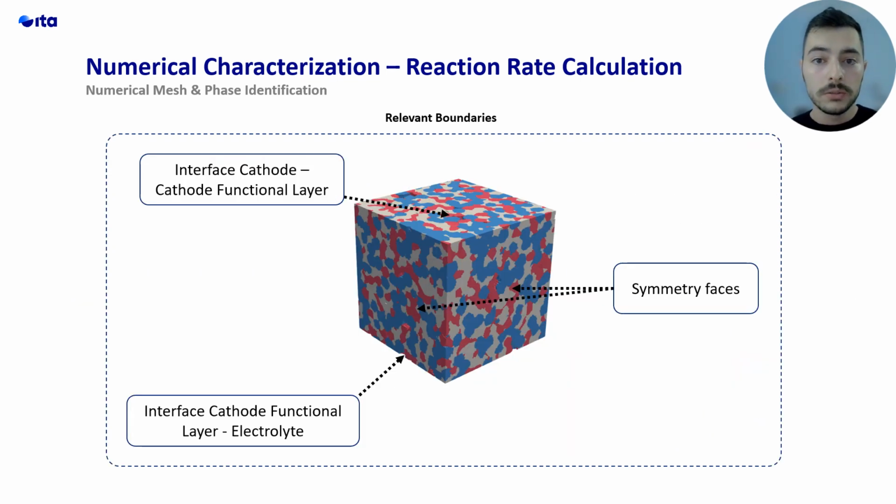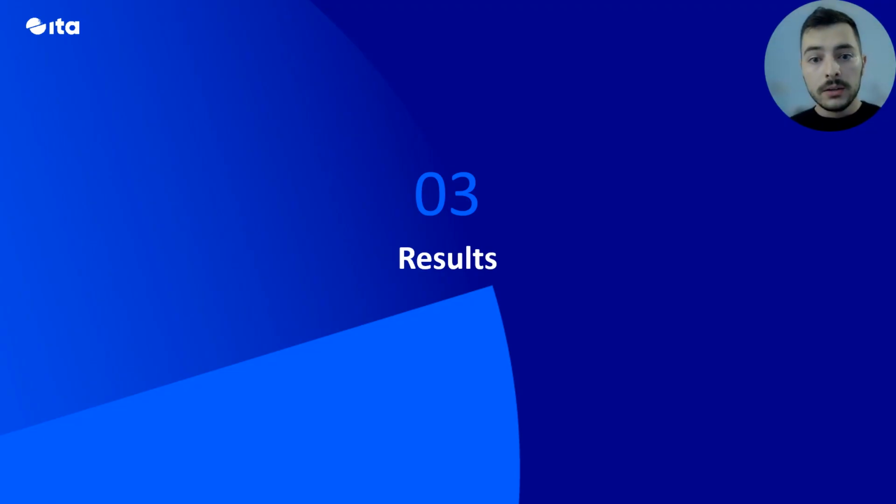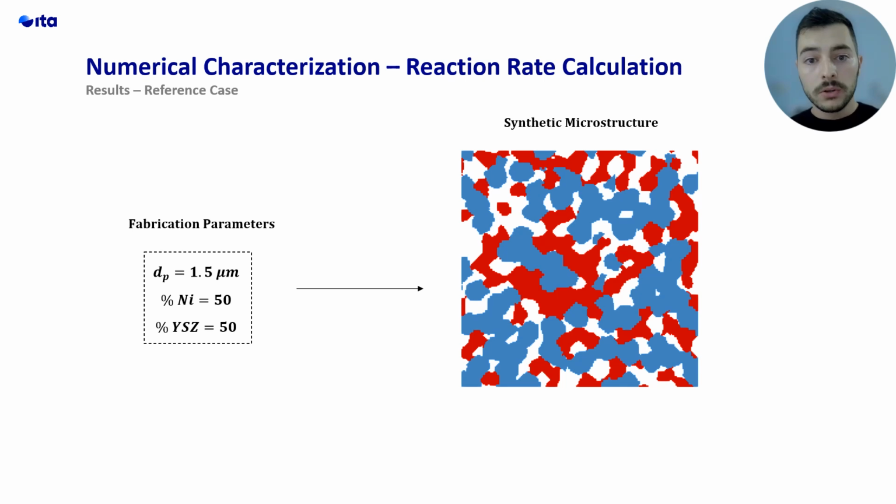Regarding the relevant boundary conditions of the model, as we are considering the functional layer of the electrode, the bottom face is the interface between the cathode and the electrolyte, and the top face is the interface between the cathode and the functional layer of the cathode. All other faces are considered as symmetry faces. Finally, in order to illustrate the application of this methodology, I am going to show you the results of a reference case in which we use a particle diameter of 1.5 micrometers and a nickel-yttria ratio of 50-50.